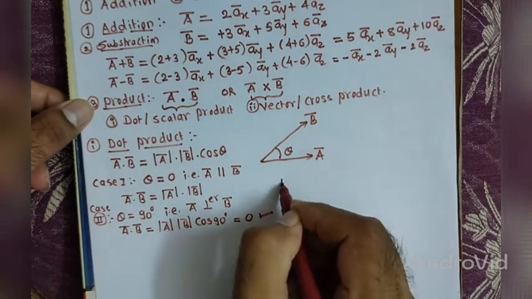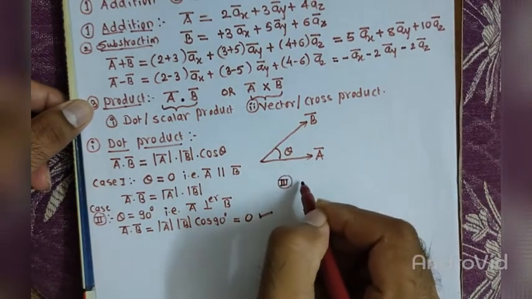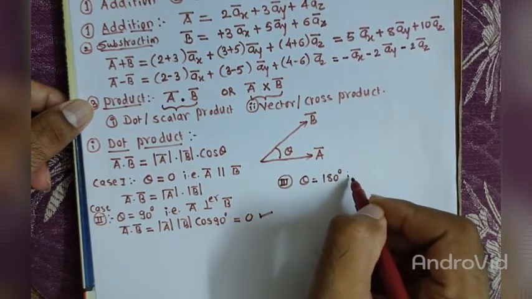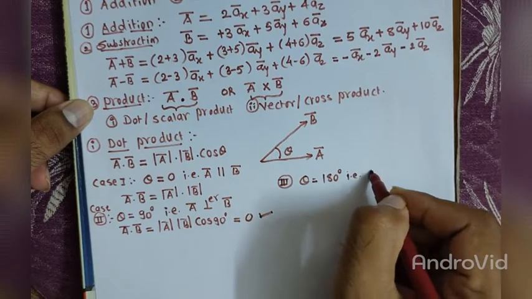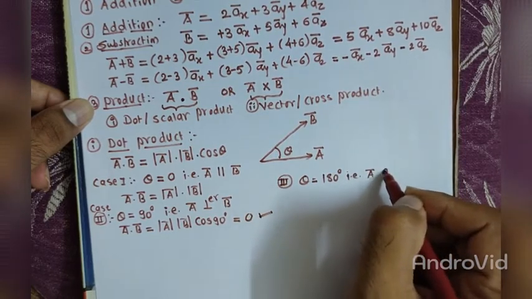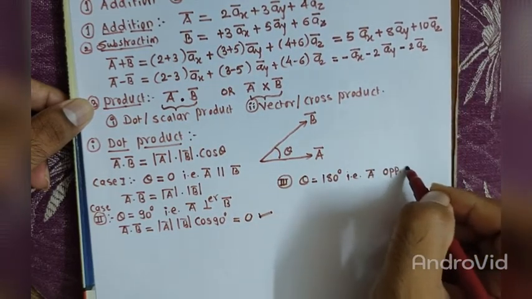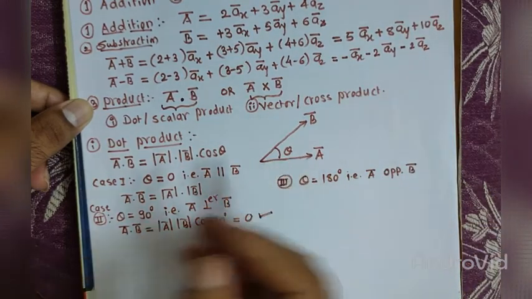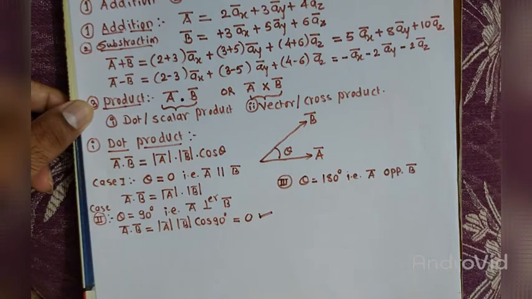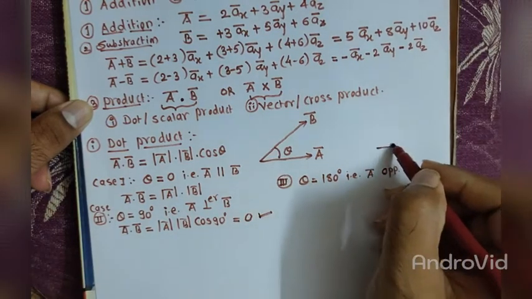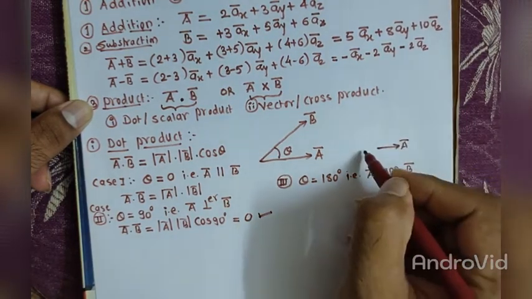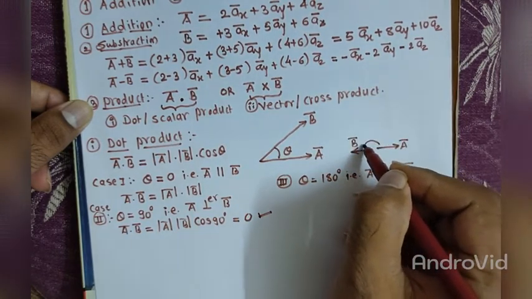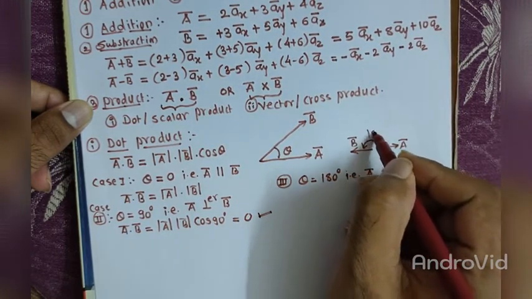Okay, there may be one more case possible. Let's say case 3, when theta is equal to 180 degrees. What does it mean? It means a bar is opposite to b bar, meaning a bar is going in the direction exactly opposite to the direction of b bar. It's just like this: if a bar is moving this way, then b bar is moving this way. So the angle between these two is 180 degrees.